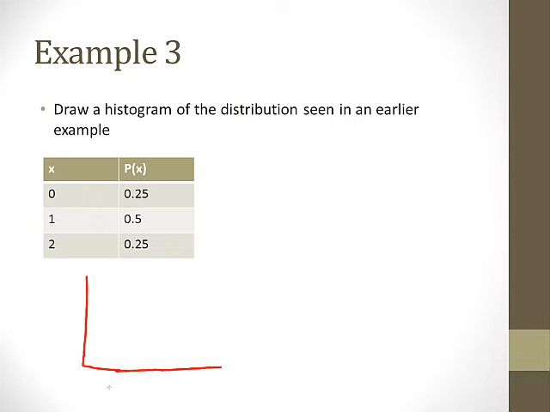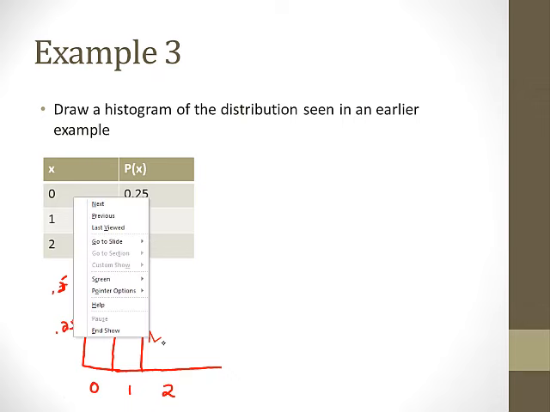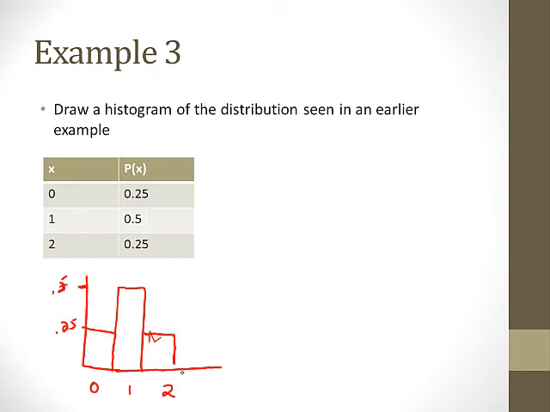Okay, so let's just put our values here. For discrete, we can just do 0, 1, 2. And look at our highest value is 0.5, so we'll call that 0.5, and right in the middle is 0.25. Okay, so 0 is at 0.25, so there's our 0.25. 1 is at 0.5, so just go up to 0.5. And 2 is back down to 0.25. There we go. There is our graph.